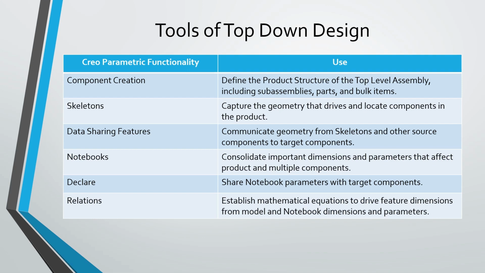You can write relations at the assembly level, and you can write relations at the part level. You can also write relations between those notebook parameters that were declared into a target part and the feature dimensions in that target part. So let's talk about a few of these in more detail.